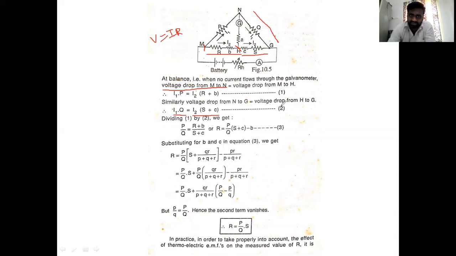This is equation 1 and this is equation 2. Divide equation 1 with respect to equation 2. What will happen? If we divide equation 1 with respect to equation 2, this I1 and this I1 will get cancelled. This I2 and this I2 will get cancelled after division. What will be the terms that remain? P by Q is equal to capital R plus B divided by S plus C.